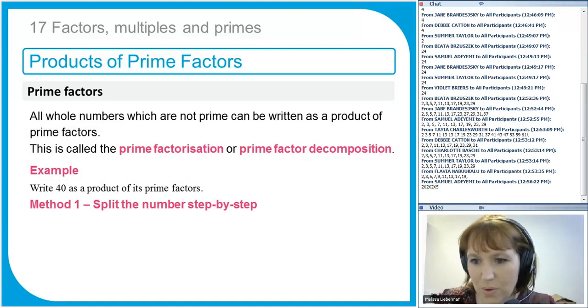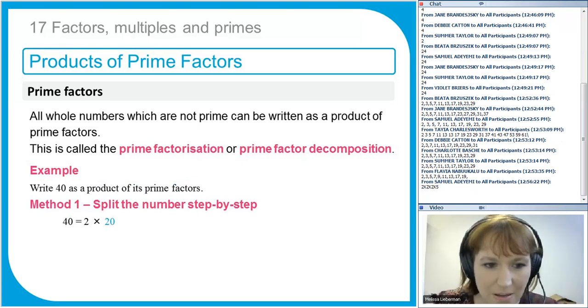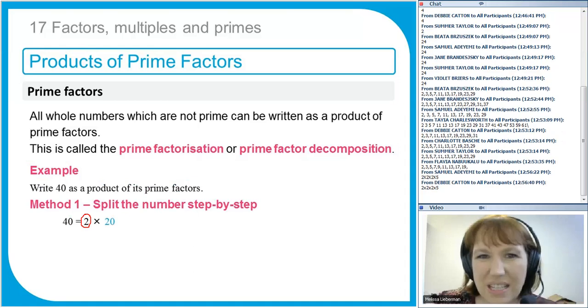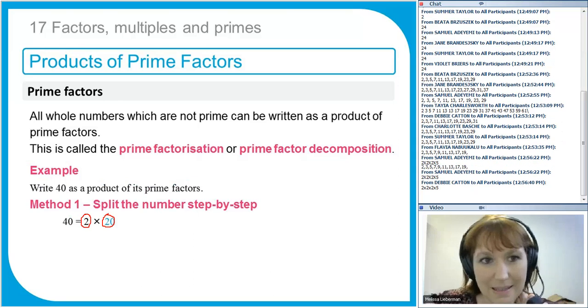So Samuel, 2 times 2 times 2 times 5. Well, let's have a look at the method. So start by dividing. If it's an even number, I would start by saying, well, it's 2 times something. So 2 times 20. 2 is prime, so it can't be split up. But 20 is composite, so we can split that up. You don't need to know the word composite, but just to say that it can be split up. And you could split it as 2 times 10, or you could split it as 4 times 5. It doesn't really matter, but let's do 2 times 10 like this.